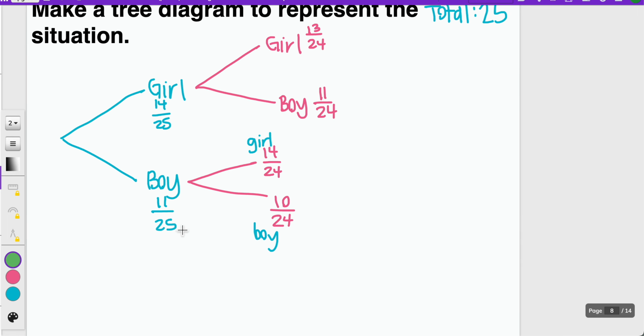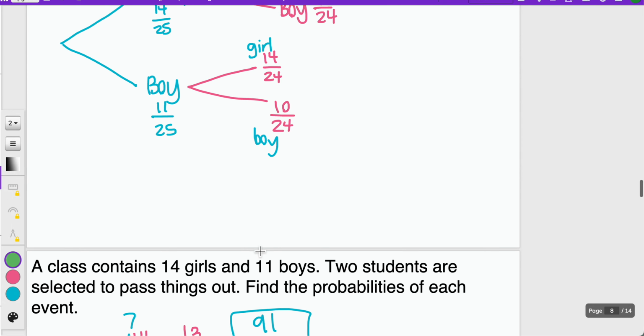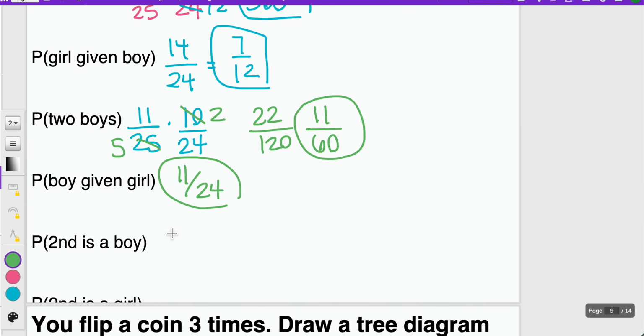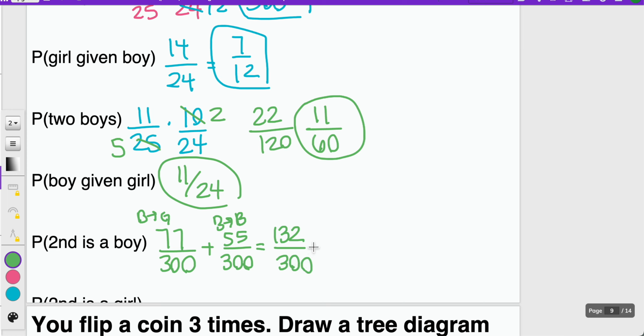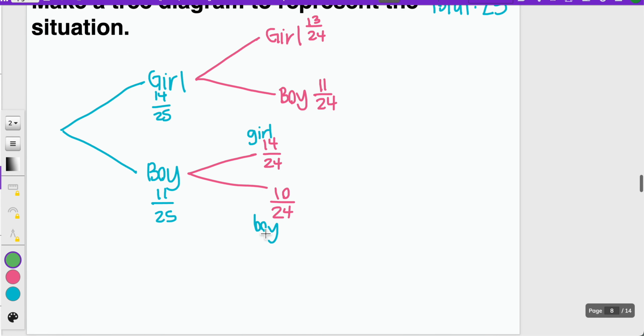Okay, so second being a boy can only happen if you discuss the probabilities of both things happening. So 77 out of 300 is girl then boy, but my second would be 55 out of 300. This is boy then boy, or 132 out of 300. And that just reduces to 11 over 25. Okay? So the second has to be a boy, choosing both of those.